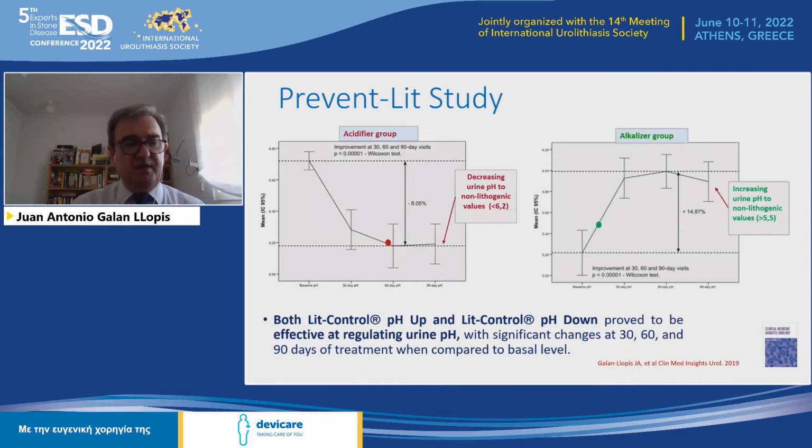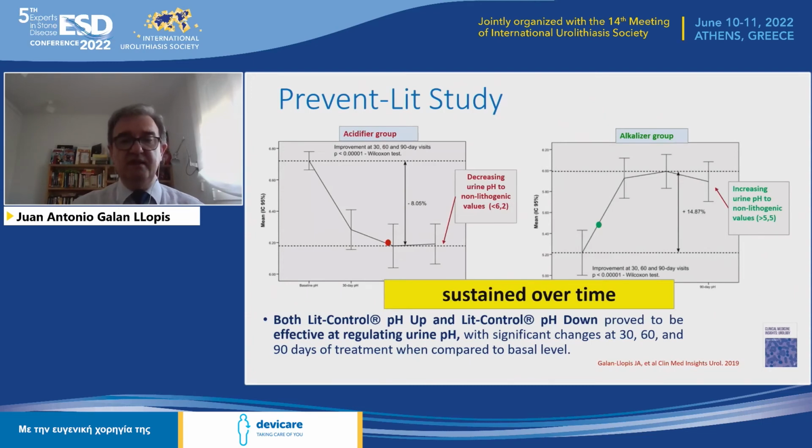You can see in these graphics that both LEAD Control pH Up and pH Down proved to be effective at regulating pH, with significant changes at 1, 2, and 3 months of treatment when compared to basal level. And most importantly, it was an effect sustained over time.